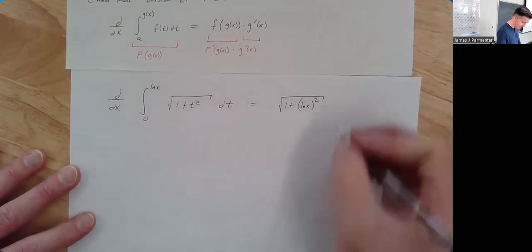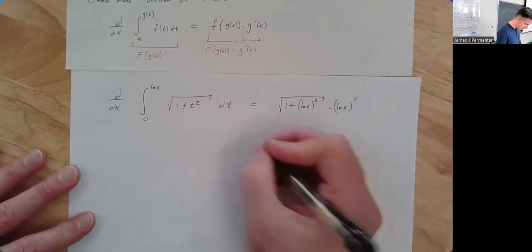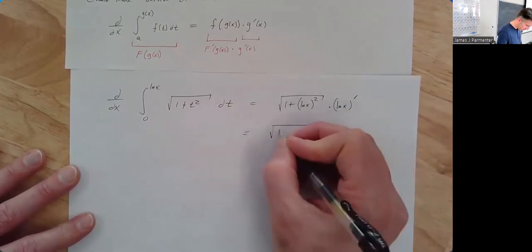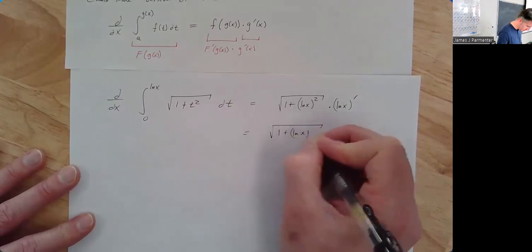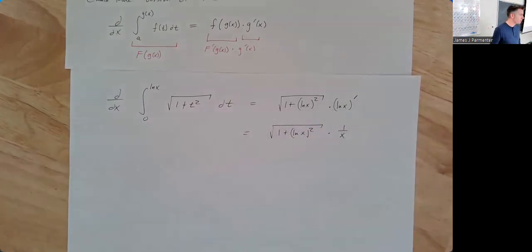Then I have to multiply by the derivative of the natural log of x, which is going to end up being the square root of 1 plus the natural log of x quantity squared times 1 over x.